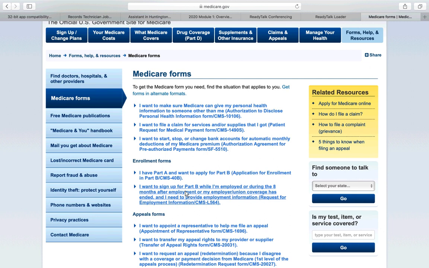Okay. So actually, the first one is the application for Part B. The second one is the one that's the employer form. So these two forms are very important. I would advise you to click on this link and save them on your computer, or print some copies so you have them handy.